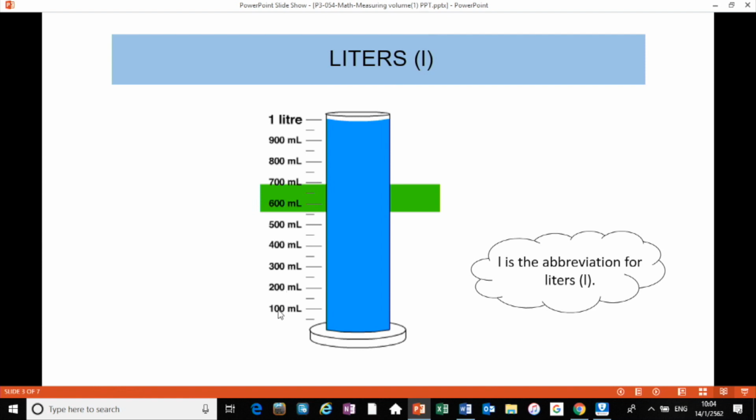Here is 100, 200, 300, 400, 500, 600, 700, 800, 900, 1 liter. And you can see, where's the water? Is the water at the top? Yeah. So we say it's at capacity. So we now know that there is 1 liter of water, or 1,000 milliliters.